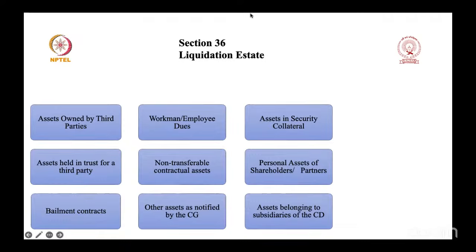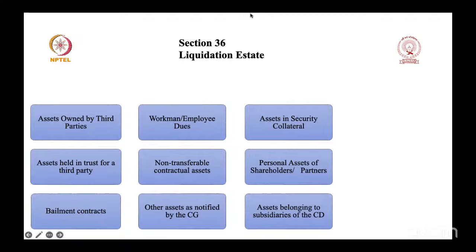Then comes employees' wages and any unpaid dues for the period of 12 months preceding the liquidation date. See, mark the difference. Here, it is always workmen, but here it is employees. Workmen are the people who are directly contributing to the production, and therefore their dues will come first. And employees are more in the administration, therefore their claims will come second after the workmen and the secured creditors. Then comes financial debts owed to the unsecured creditors, and then lastly, any amount owed to the central and state governments.